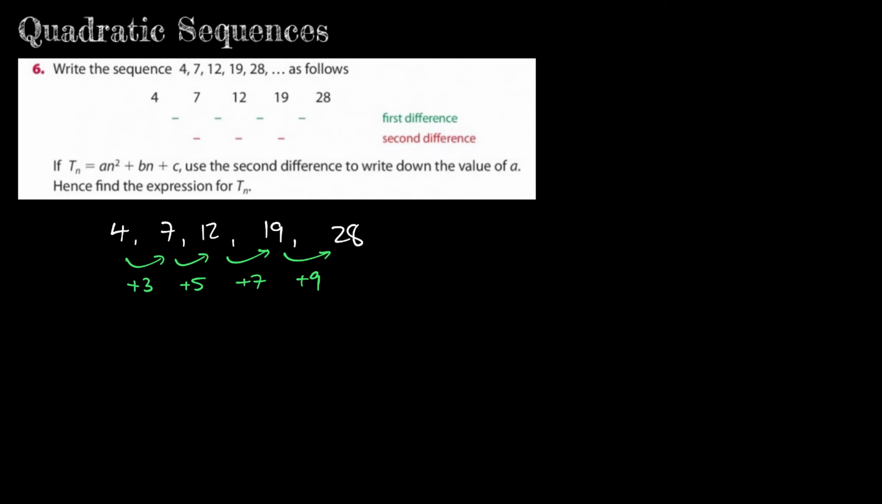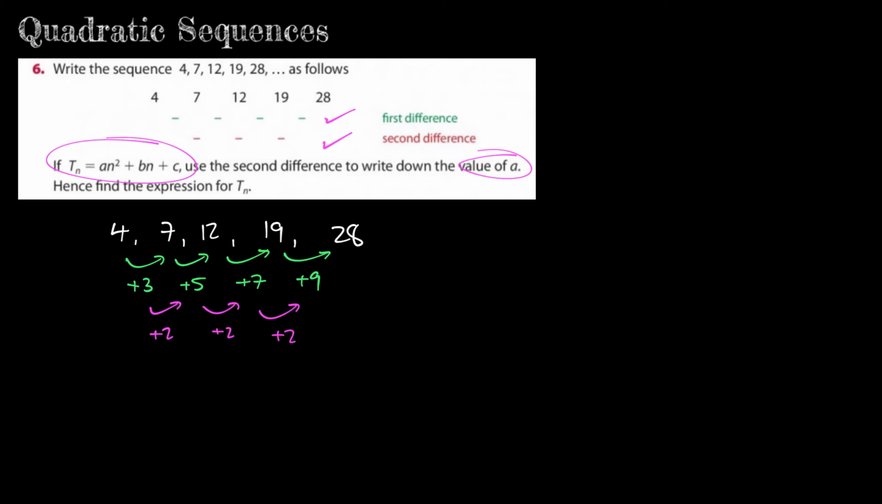So you can see there we got the first difference like they've asked. We now need to get the second difference, and the second difference in this case is plus 2, and plus 2. So we can see there the second difference is constant, and the second difference is plus 2. So I've done the first difference like they've asked. I've done the second difference like they've asked. They now want me to form t of n, right? Now, they haven't asked me to form the full equation. They've just asked me to find the value of a.